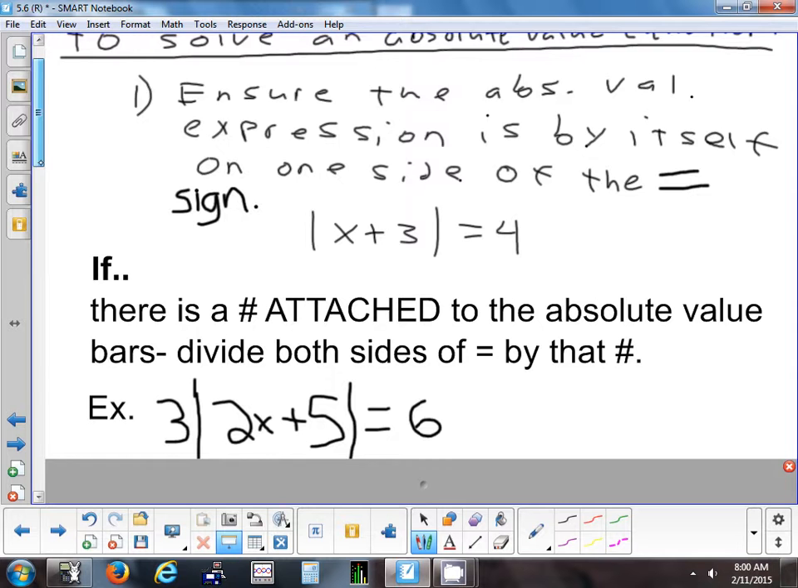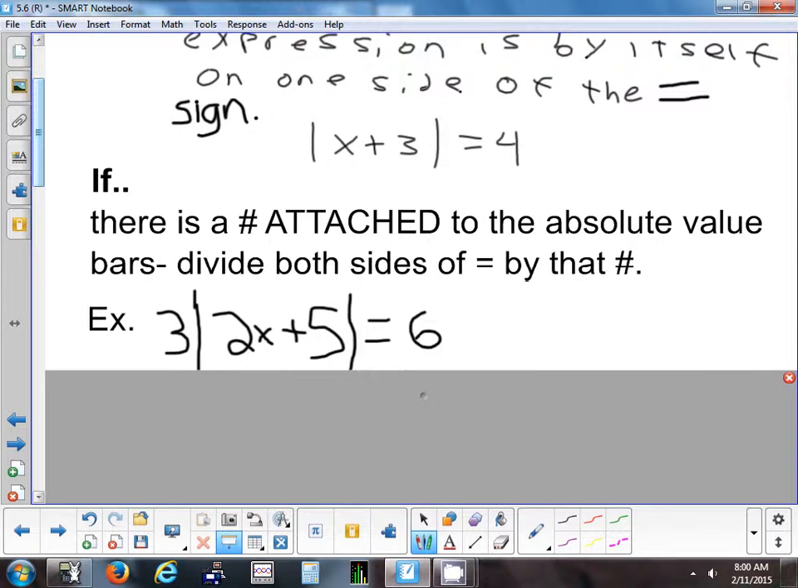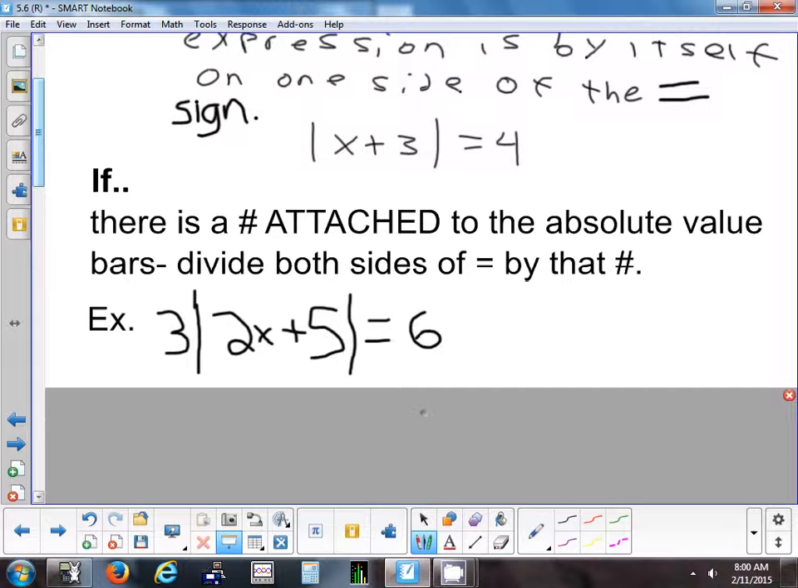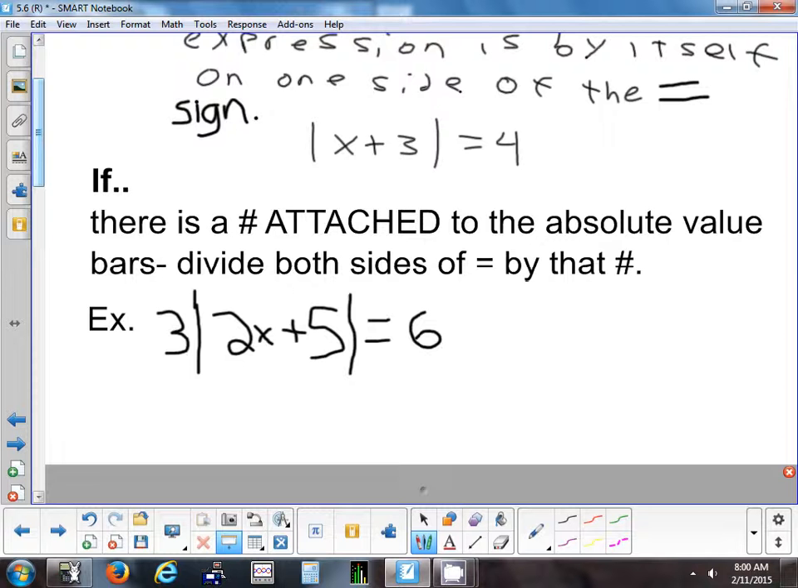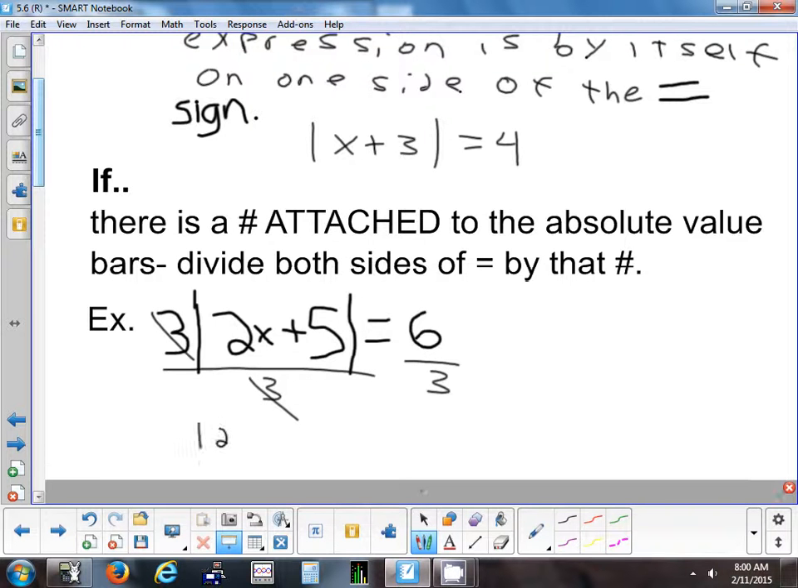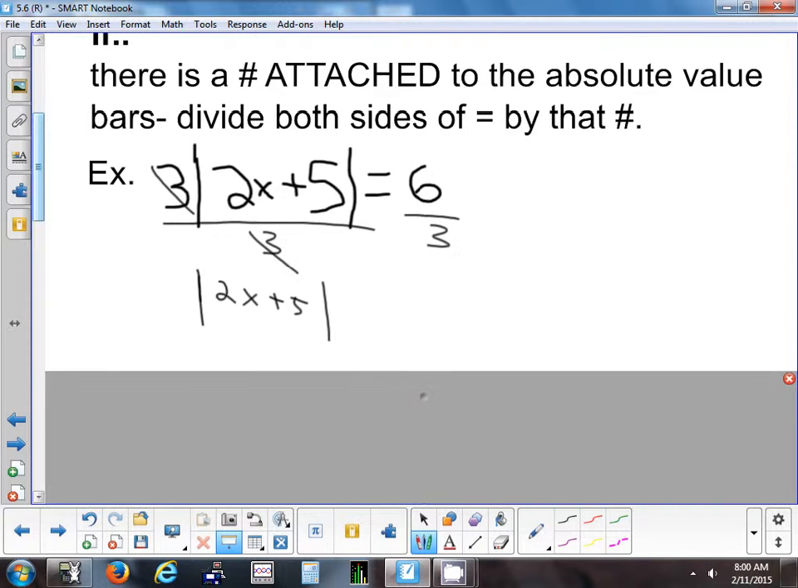Okay, so here's an example. If there is a number attached to the absolute value, a number right next to it, attached right to it, no plus or minus sign between the number and the absolute value, then we need to divide both sides of the equation by that number. So in this case, divide by 3, divide by 3. 3 divided by 3 cancels out. We get a 1. And we're left with the absolute value of 2x plus 5. And then 6 divided by 3 equals 2. Now we've isolated the absolute value expression.